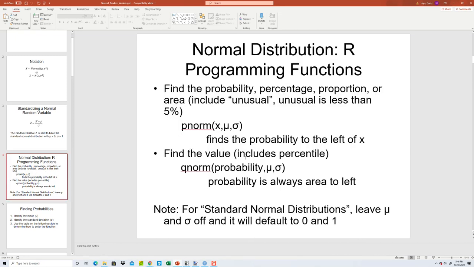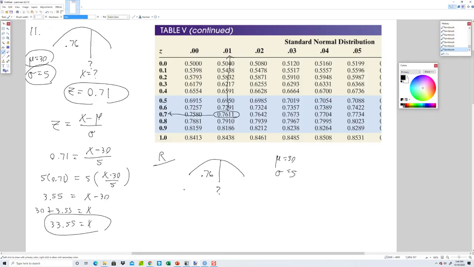Notice I put, to find a value, it says include percentile. So many students, when they see the word percentile, think that it's like percentage. So they think it's P norm, and it's not, it's Q norm. Now remember, Q norm is probability is always the area to the left. So for this one, this is perfect because I'm given the area to the left of this. So we're going to do Q norm, the area to the left, which is 0.76, our mean, which is 30, and our standard deviation, which is 5.